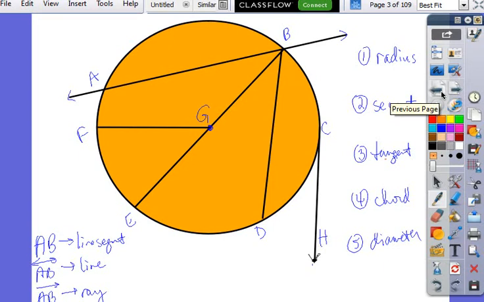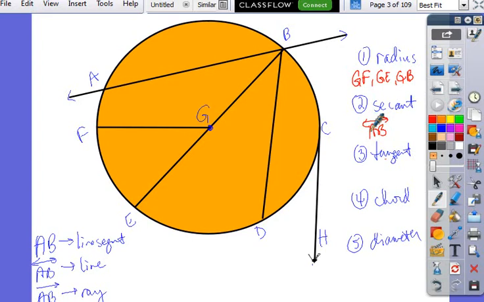Give me a radius right here. GF. All right, what else? GE. And GB. A secant. AB. All right, now you've got to be more specific than AB. You've got to say line AB, because if I don't say line AB, then it turns into a chord, and that's not a secant.